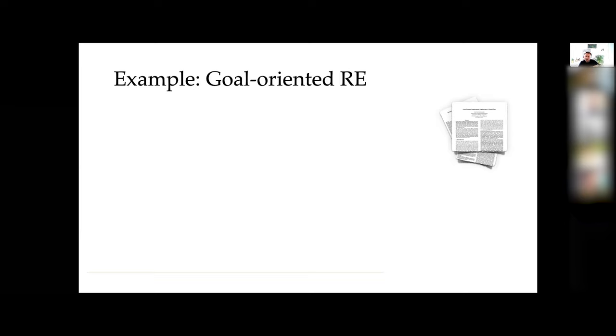And you can do this in different ways and different degrees of formalization. You can do this with predicate logic and you can do this in natural language. Doesn't really matter. Now, goal-oriented requirements engineering has become a very strong and vibrant research community with many, many contributions.